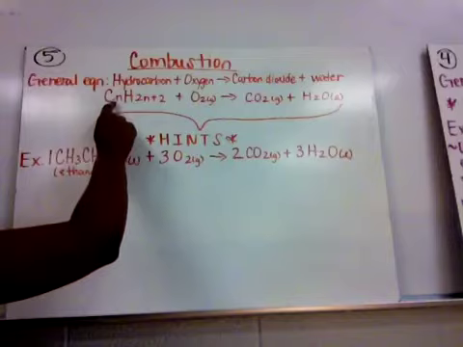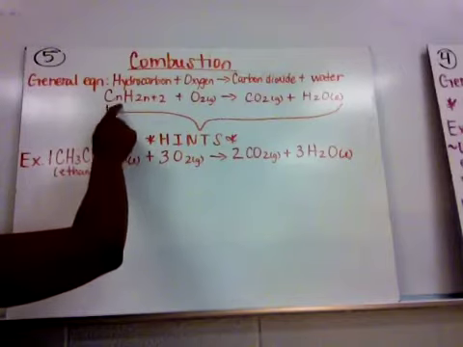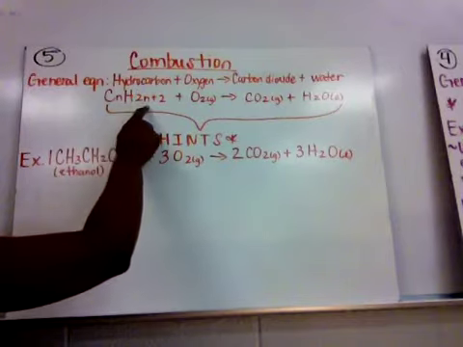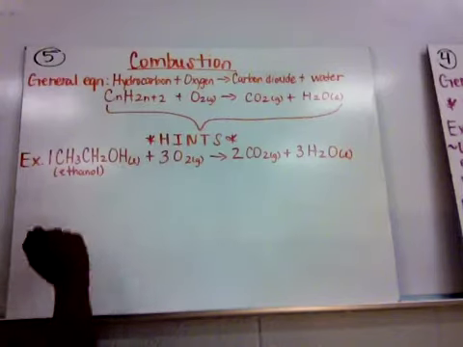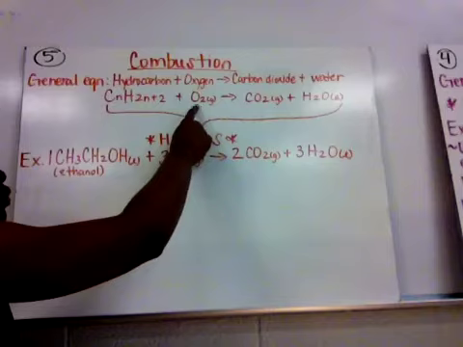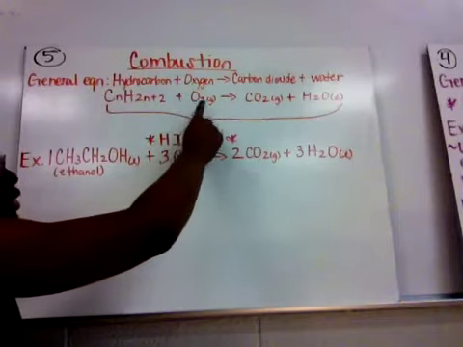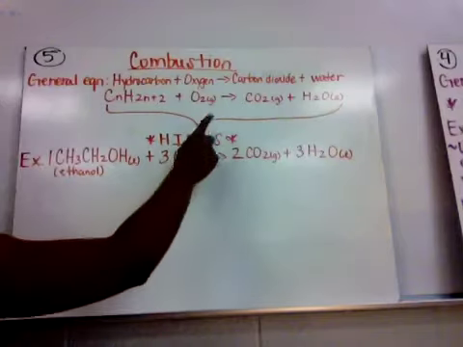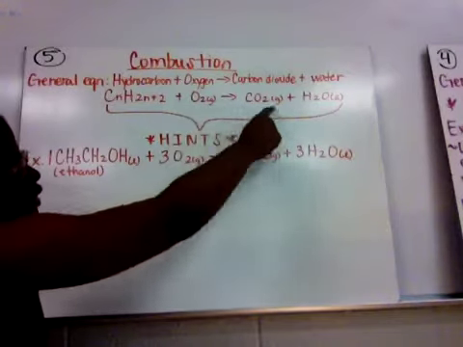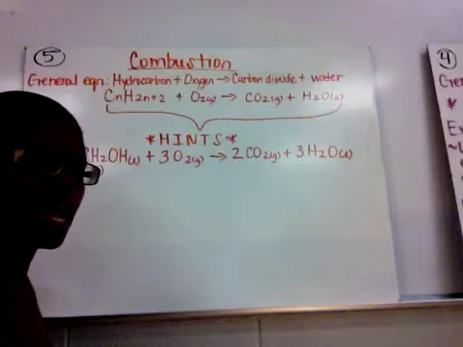But in any case, CnH2n+2, where n will change to the amount of carbon, and 2n plus 2 would change to the amount of hydrogen. That's going to be added to whatever your amount of oxygen gas is, and that's going to yield, to produce, carbon dioxide and water. Those are your hints, because anytime you see any of these things, you know that you have a combustion reaction.